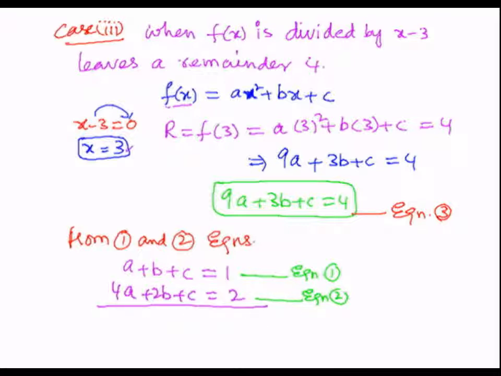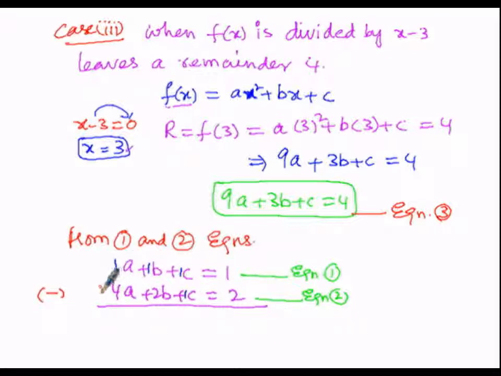Simplifying further, here a's coefficient is 1 and b's coefficient is also 1. The c coefficients are each 1. In the first equation c's coefficient is 1 with positive sign, and in the second equation c's coefficient is 1 with positive sign. So, in order to eliminate c completely, we have to subtract. We are subtracting the second equation from the first equation.